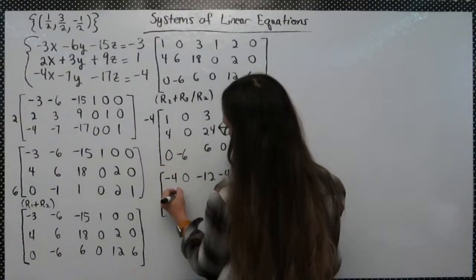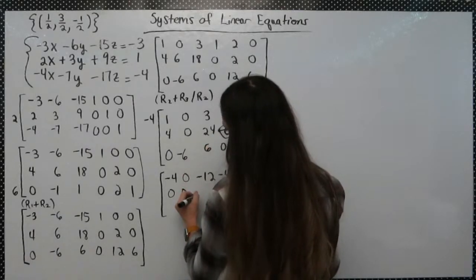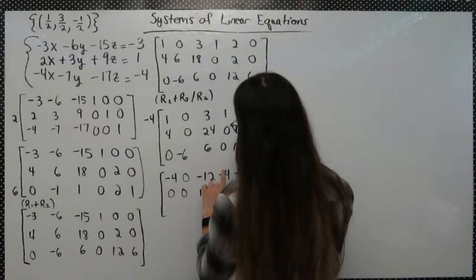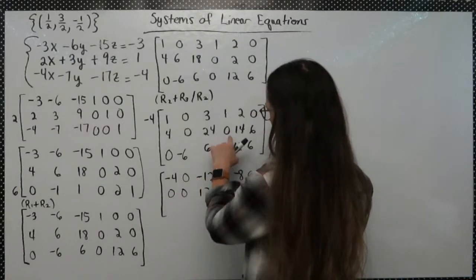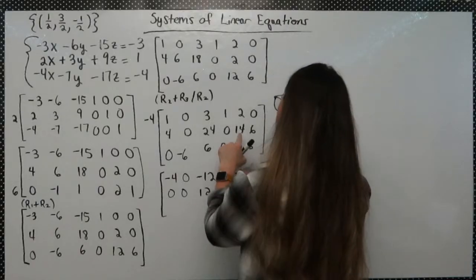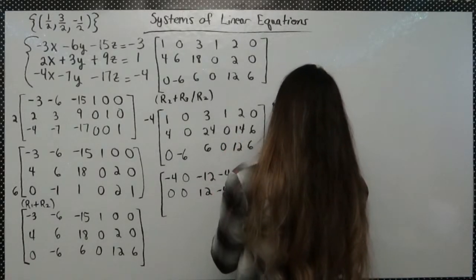0 plus 0 is 0. 24 plus a negative 12 is positive 12. And then negative 4 plus 0 is negative 4. Negative 8 plus 14 is positive 6. And 6 plus 0 is 6.